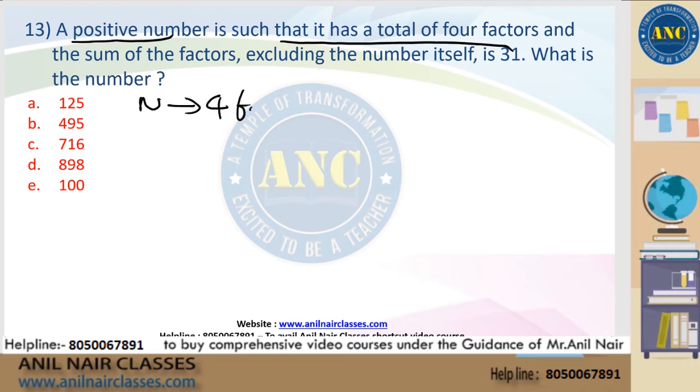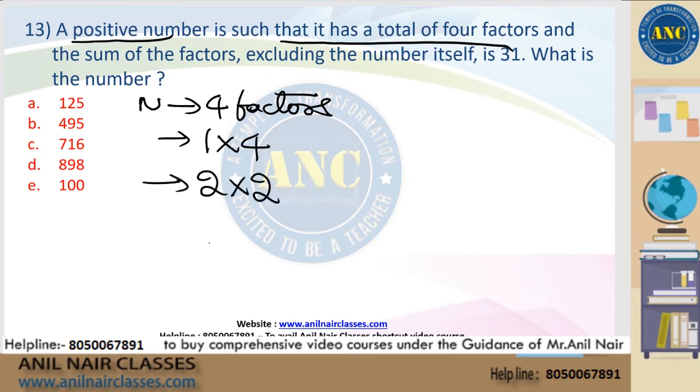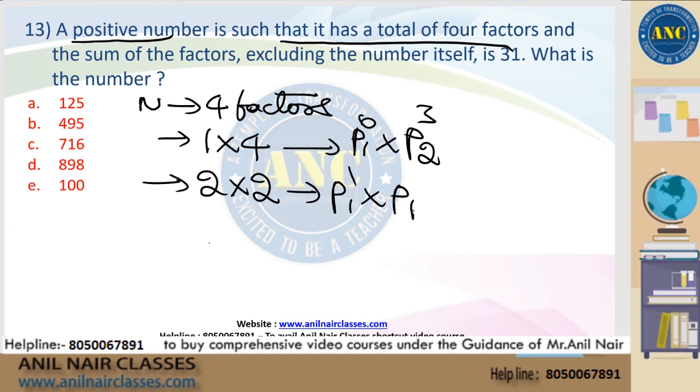Number has got 4 factors. Last class we discussed how to write the number as a power of prime bases. Anil beta, for you: 1 into 4 and 2 into 2. 1 means power should be 0, 4 means power should be 3. This should be power 1, this should be power 1.